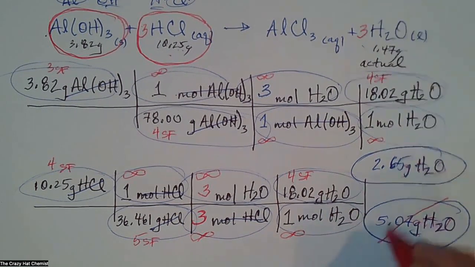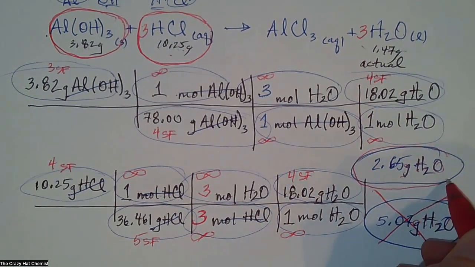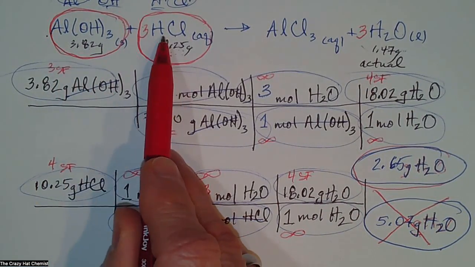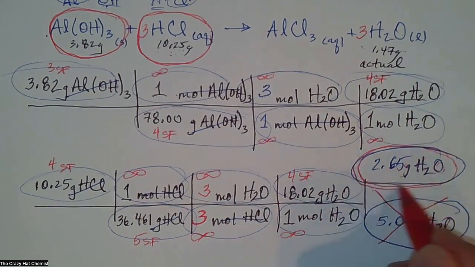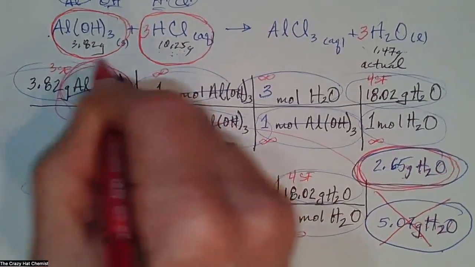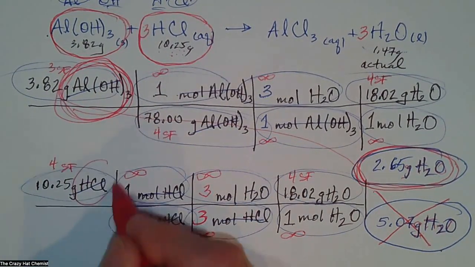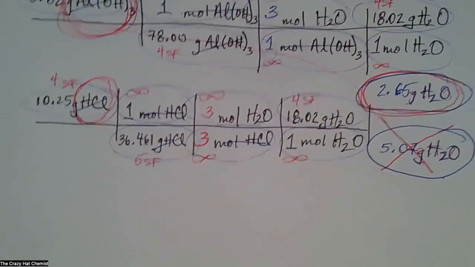The bigger number, I'm going to physically cross out so I don't sum them up or do some crazy thing with it. So what is the mass of water that can be produced when mixing 3.82 grams of aluminum hydroxide and 10.25 grams of hydrochloric acid? The mass of water that can be produced is 2.65 grams of water. What is the limiting reagent? The limiting reagent is aluminum hydroxide. What is the formula in excess? Hydrochloric acid.